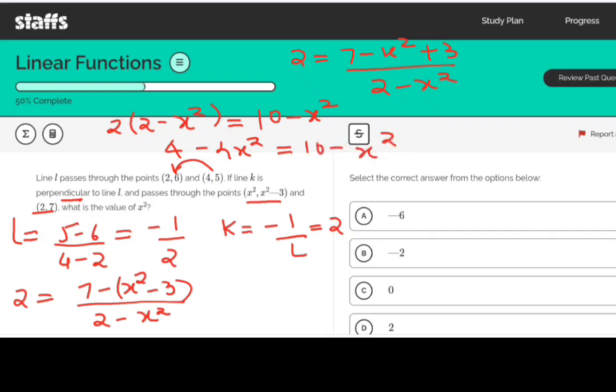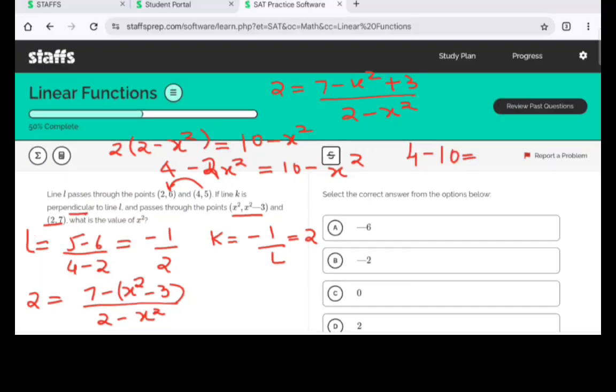Shifting the x square to the other side of the equal sign and the numbers to this side, we have 4 minus 10 equals negative x square plus 2x square. So therefore, I can say the value of x square is just minus 6. So option A is our answer.